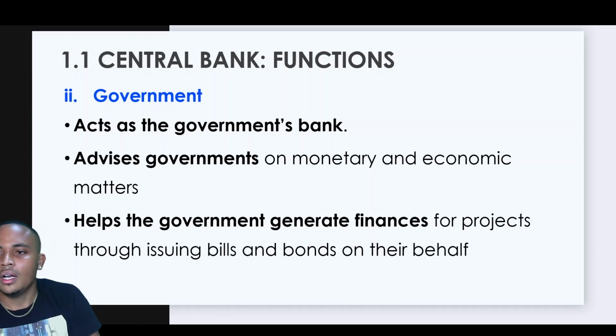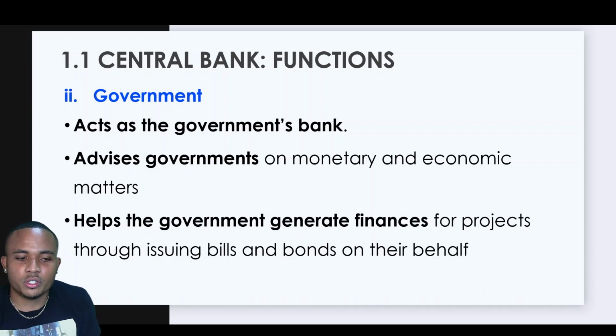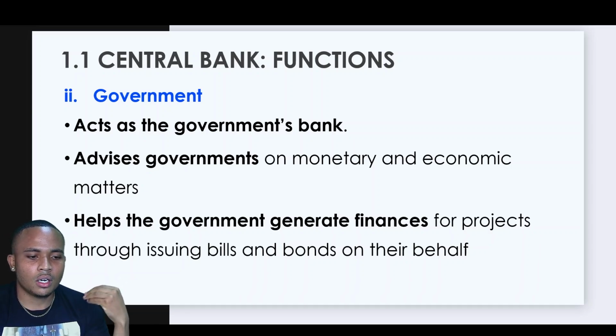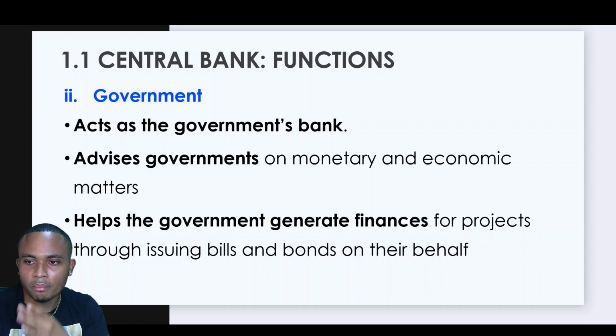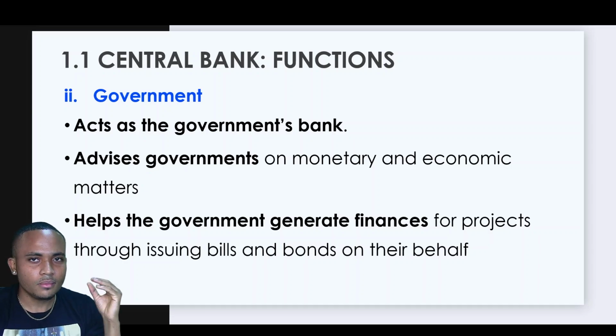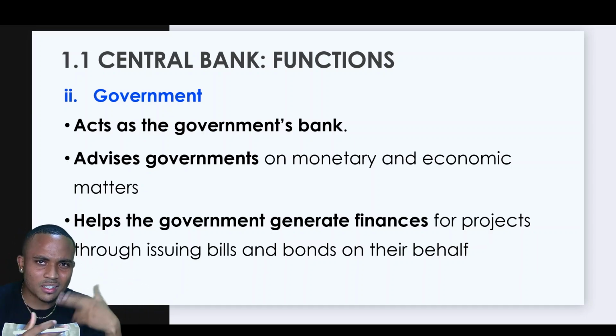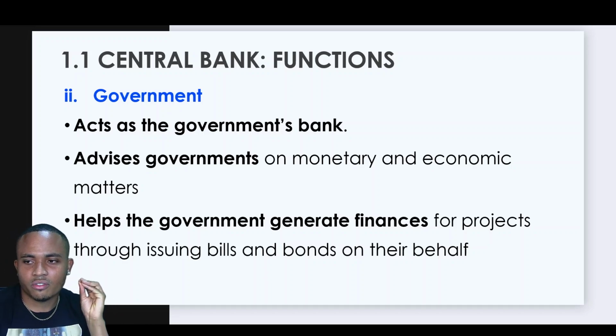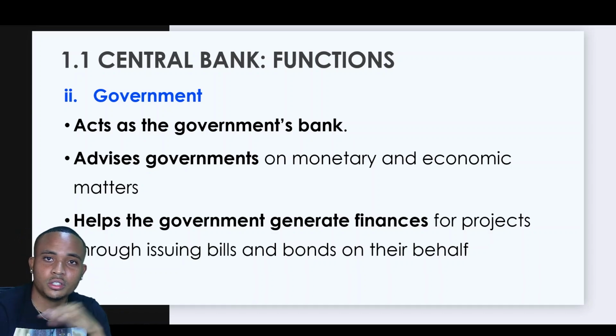Going on, the central bank helps the government generate finances for projects through issuing bills and bonds on their behalf. So whenever the government wants to have a project, it is usually financed through a long-term loan in the form of a bond, and these bonds are not issued by the government, they are issued by the central bank. The central bank is better at handling these projects, and so the central bank does it on the government's behalf. So those are three functions for the government.